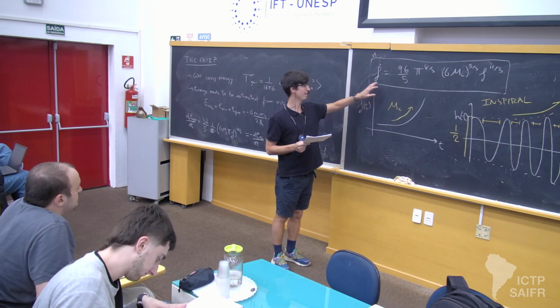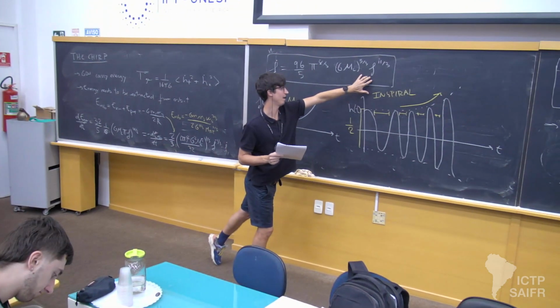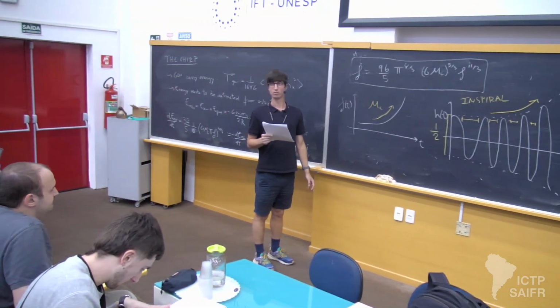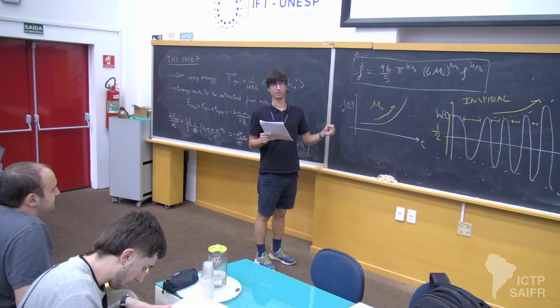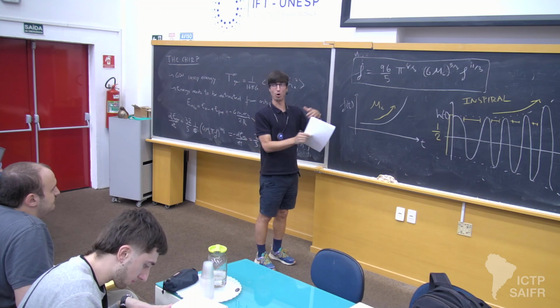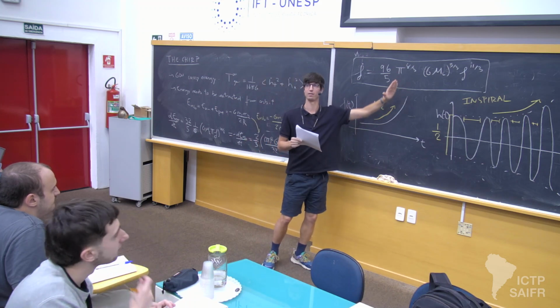So here both f's are the frequency of the gravitational wave itself. So yeah, it's kind of like a runaway process: the more frequency you have, the more rapidly you are going to change.